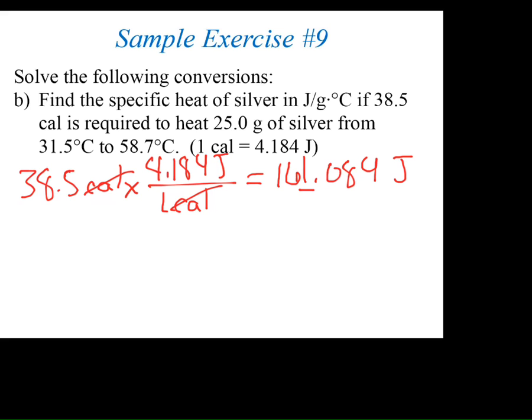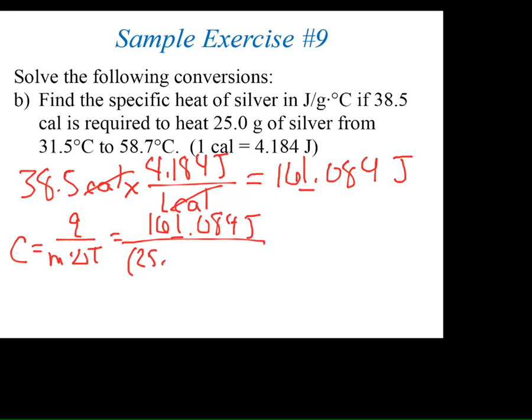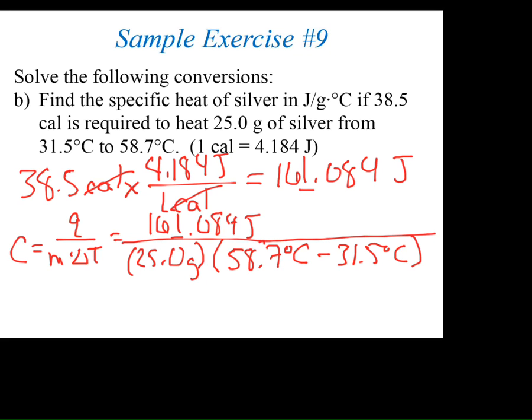Okay, so now I got to plug it into my formula. C equals Q over M delta T. So Q, we just found, was 161.084 joules. Mass was 25.0 grams. Delta T, it's always the final minus the initial. So the final was 58.7. The initial was 31.5.